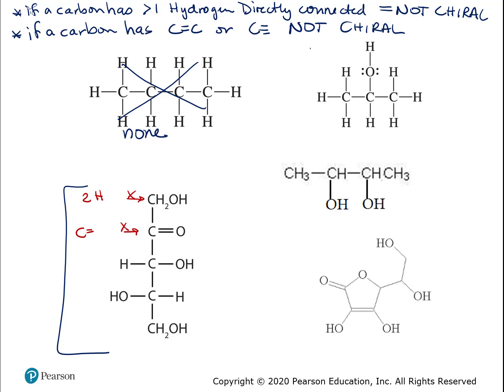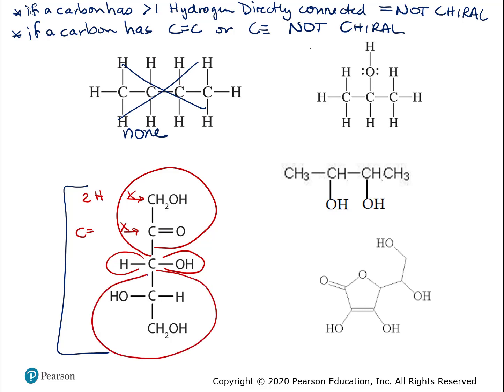Okay, so some of them are pretty easy. Just look at the carbons. If you see more than one hydrogen directly connected, no. If you see any double bonds connected to the carbon, no. Okay, now what about this third one? On the left is a hydrogen, on the right is an alcohol, right? So we have an H and we have an OH. Those are different, yes?